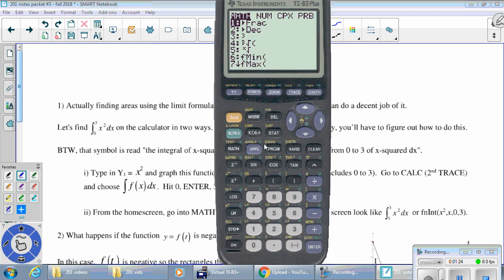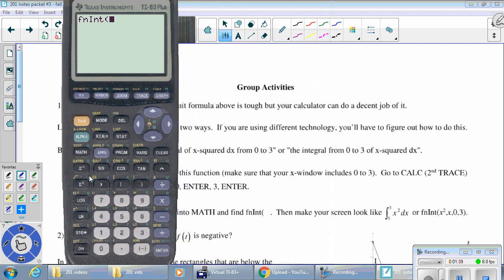So you go into math and then we scroll down. It's all the way down here, number 9, math, and then 9 for FNINT. I'm going to clear it just so you can see that if you just remember that it's a 9, you don't have to scroll every time. Okay, so depending on your operating system, you either want your calculator to look like this if you have the new OS, or this, which is what I have.